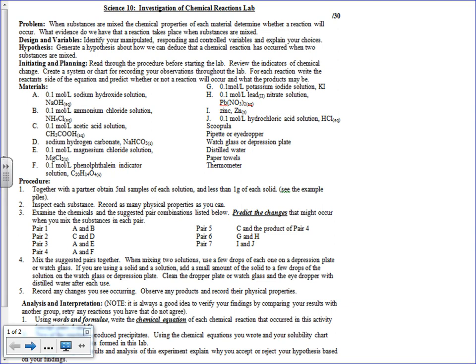You're going to have several combinations of things that you will mix together. And you're recording what happens in each one of those reactions. There is a reaction in every set of things you mix together. Does that mean that possibly some of them aren't as obvious as others? Yes. So you do have to be very observant when you are doing this lab.